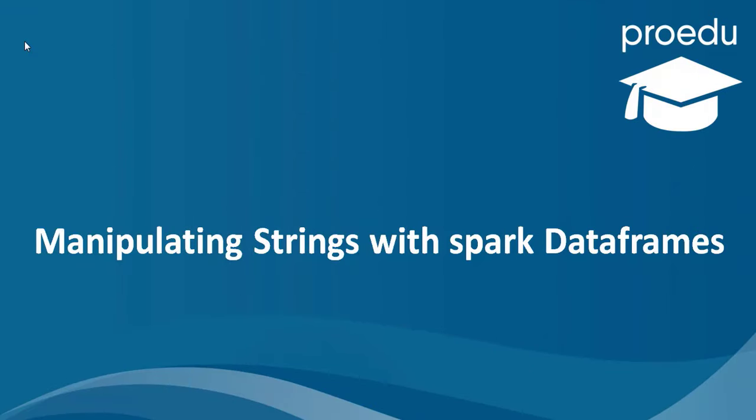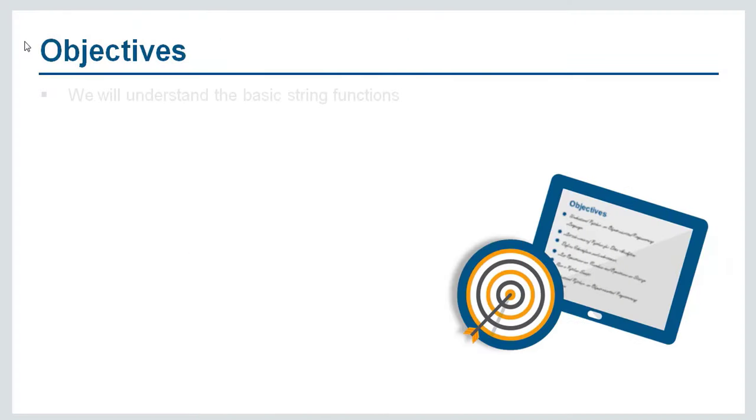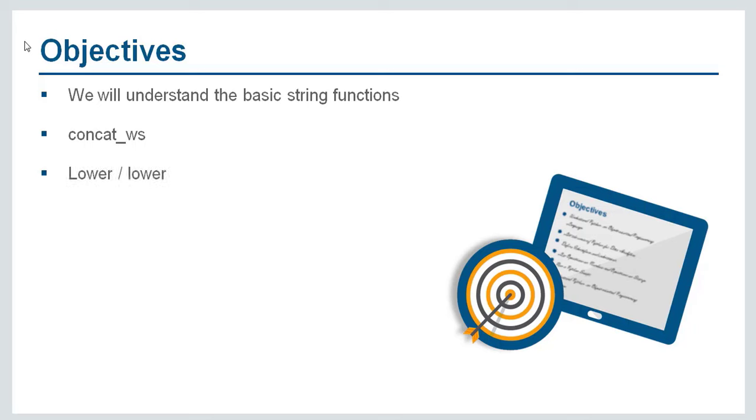Hi all. In this lecture we will be manipulating strings with Spark DataFrames. Let's talk about the objectives. We will understand the basic string functions. We will understand how to concat two string values using the concat_ws function. We will understand how to convert a string value into uppercase or lowercase. We will understand how to replace all substrings of a specified pattern with a new value. We will understand how to use the split function to split a string value into an array. And we will understand how to substring a string value. So let's start.